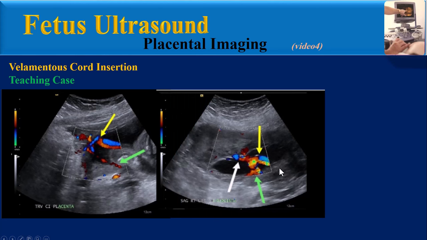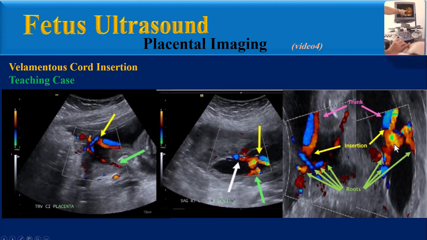In another one, the yellow arrow points to insertion into membranes. The green arrow points to a single fetal vessel that travels through membranes inferiorly along the posterior uterine wall to the lower uterine segment. And the white arrow points to vessels that travel through membranes from insertion to placental mass. Cord insertion images have been rotated 90 degrees to better appreciate the mangrove sign. The pink arrows point to the trunk or umbilical cord, the yellow arrows point to the insertion into membranes, and the green arrows point to the roots, which are the separated fetal vessels.